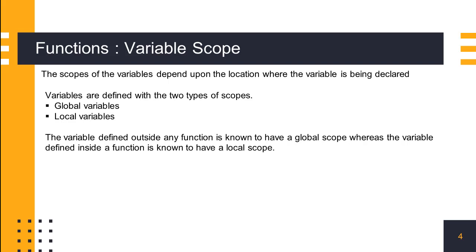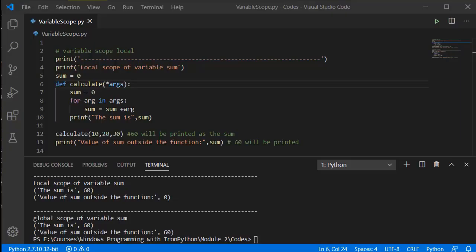Another important aspect of functions is to understand the scope of variables used in the function being called. Variables defined inside the function are local to that function and termed as local variables. Let us see how local and global variables are defined in the program. Here we have a function named calculate with variable arguments. We have defined a variable sum both inside and outside of the function and assigned a value of 0 to it. We call the function with the arguments and get the sum of the arguments.